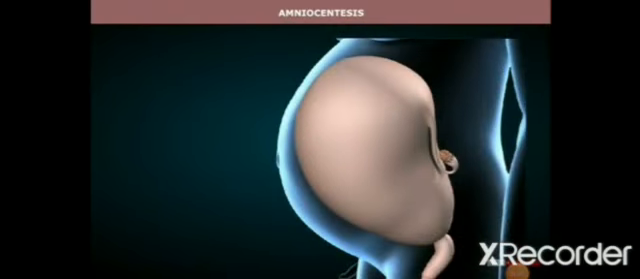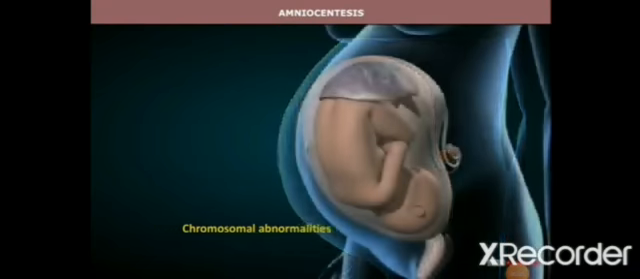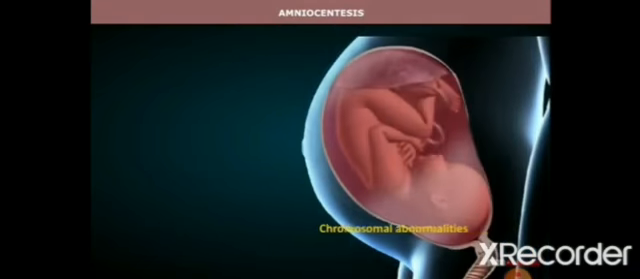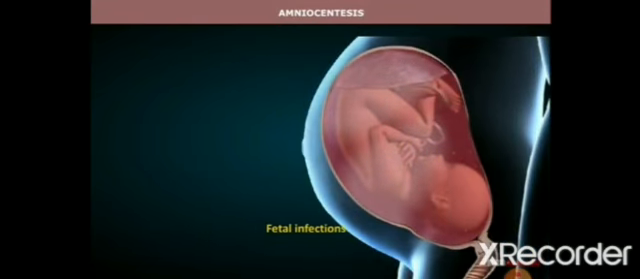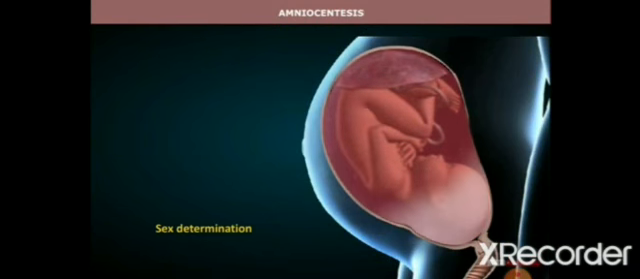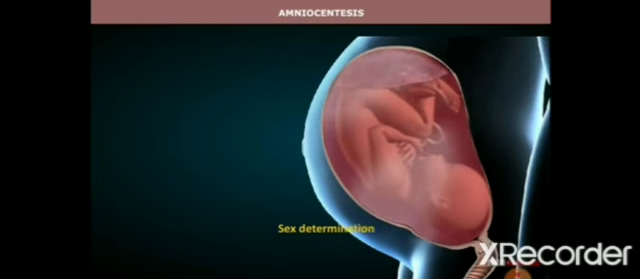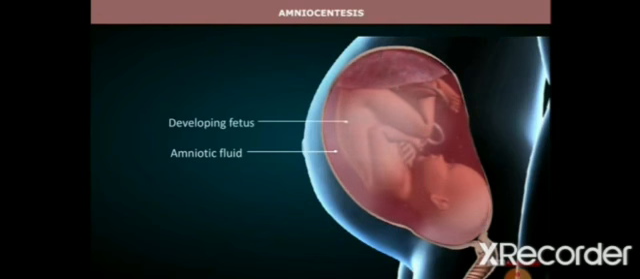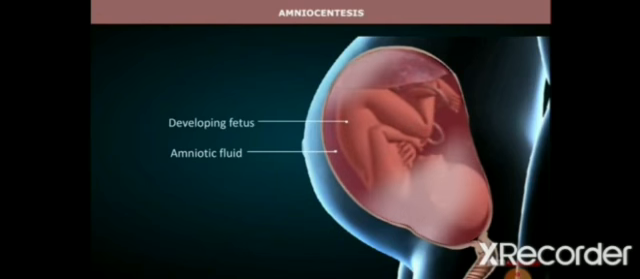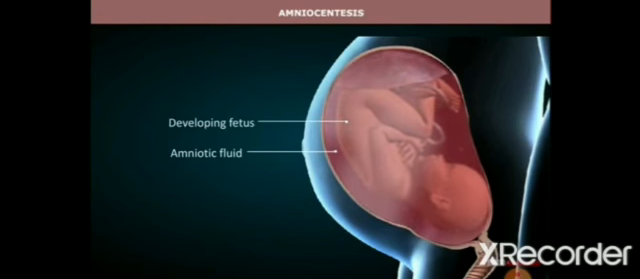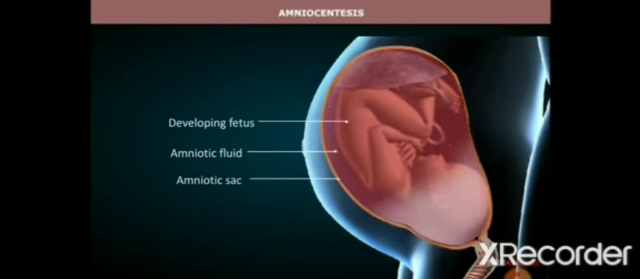See children, we are seeing the amniocentesis. Here for chromosomal abnormalities, fetal infection, and for sex determination, we are doing this. The amniotic fluid, the developing fetus, and the amniotic sac are seen in the picture clearly. Can you see everything, children?